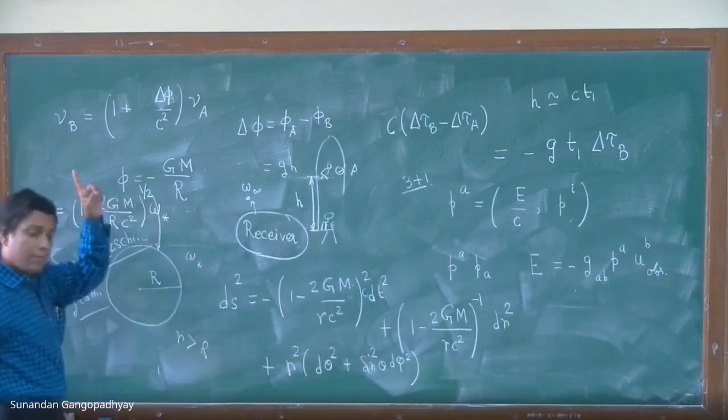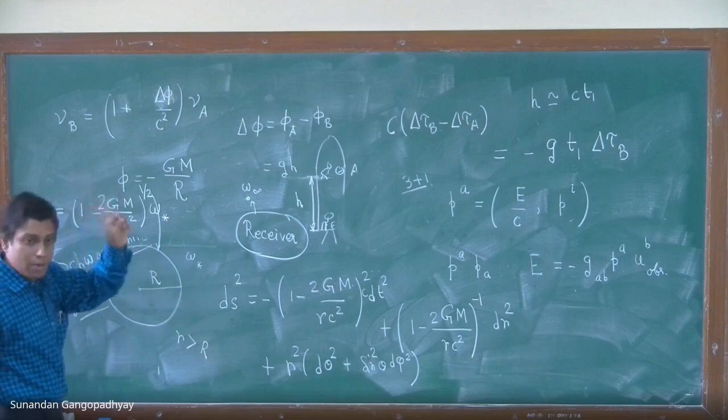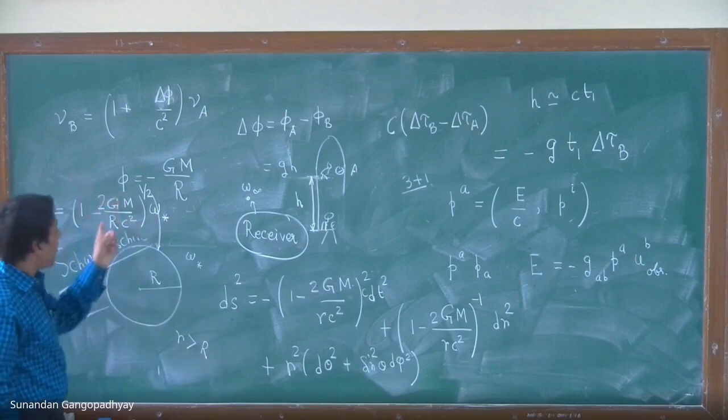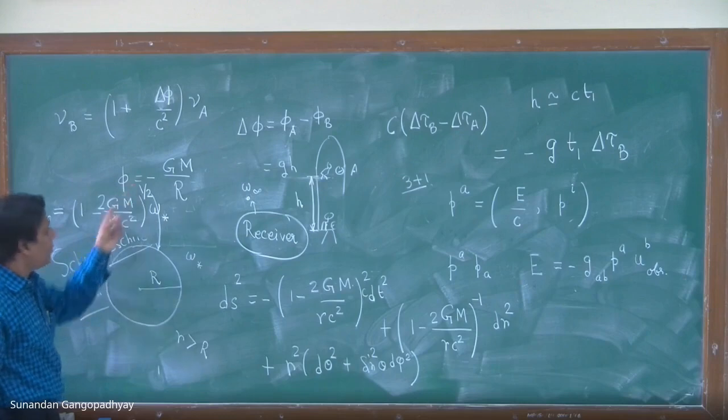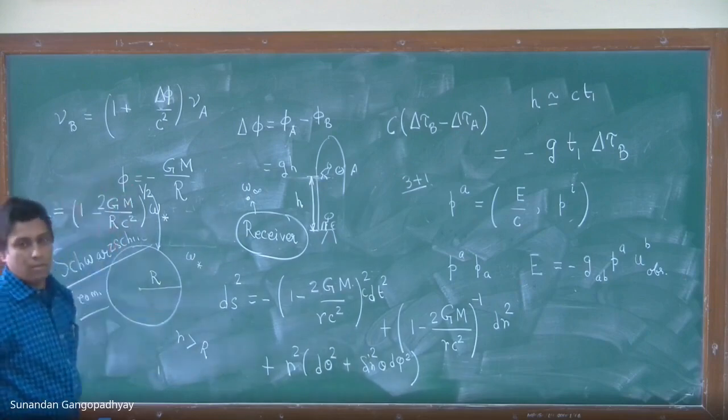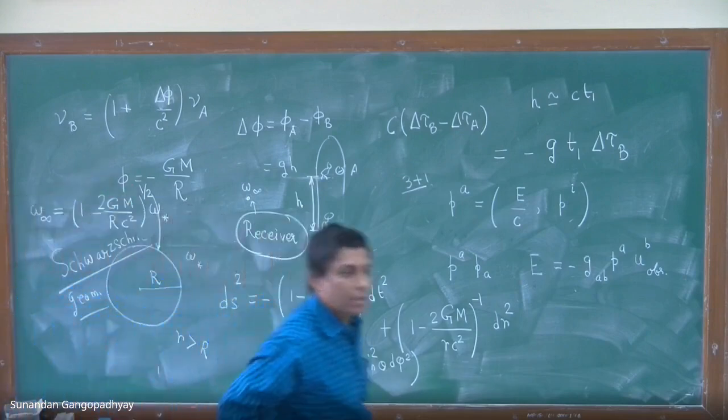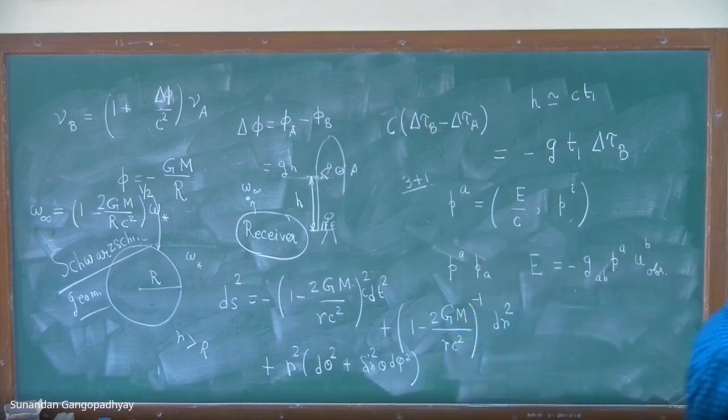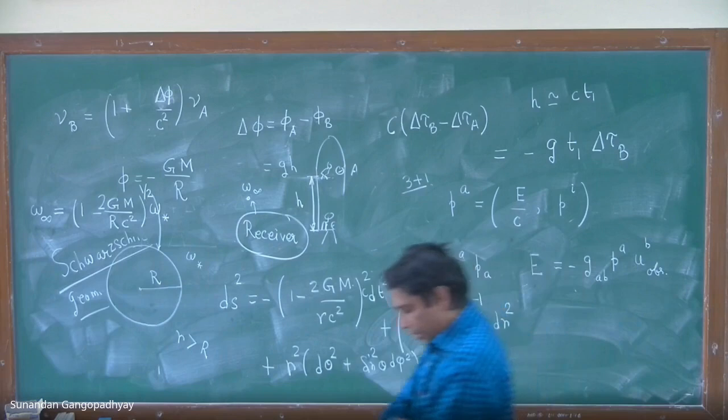But then is the first result wrong? No, the first result is not wrong. It is an approximation to this accurate result, because if you make a binomial expansion, you get the first term, which is the result that I wrote down earlier. Good. Any questions? Do you have any questions at this point?